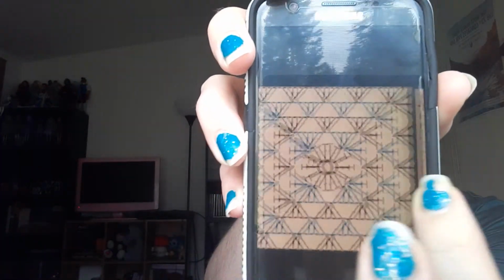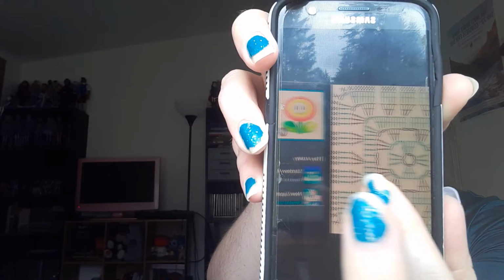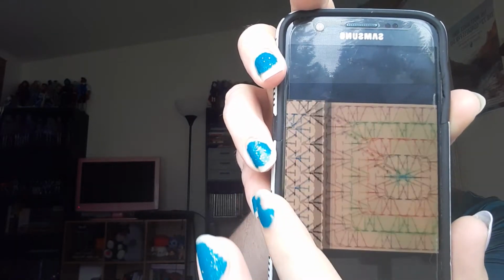Let me see if I can find it. There should be one here. Like this kind of pattern. They're not always looking like that. Some of them will look like this or like this, and you see how these are just slightly different. They utilize symbols instead of shorthand. Those ones in particular are for granny squares, which are super easy, super fun to deal with.